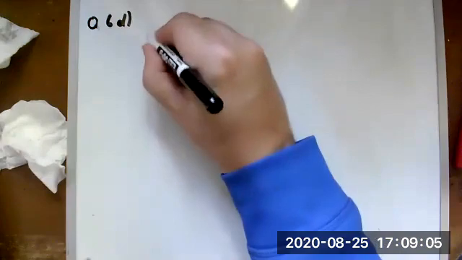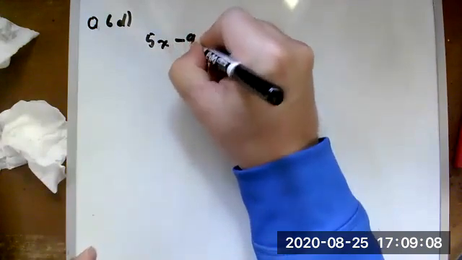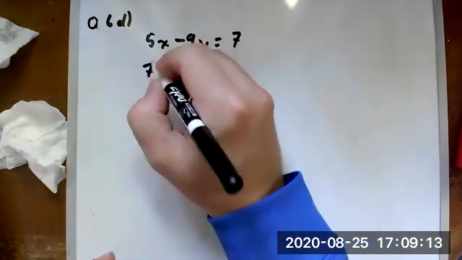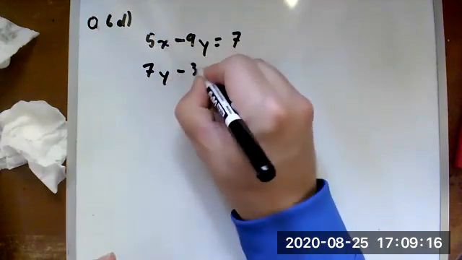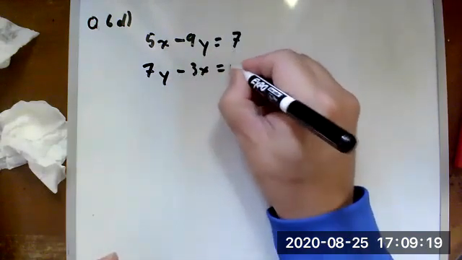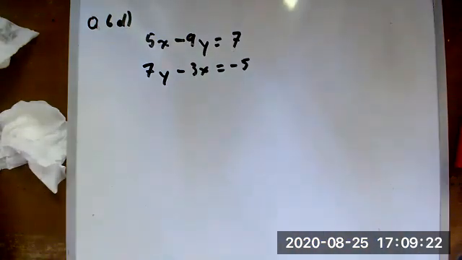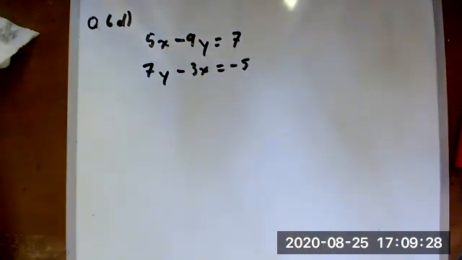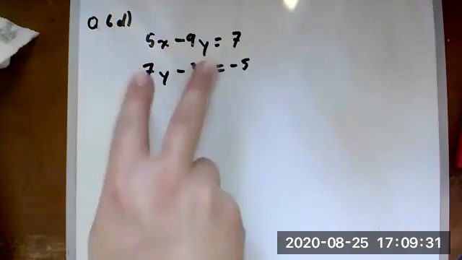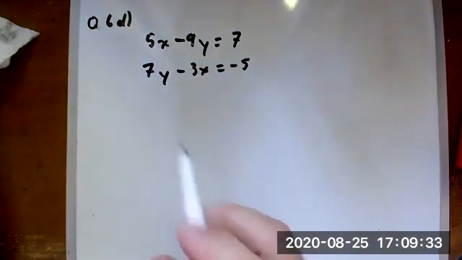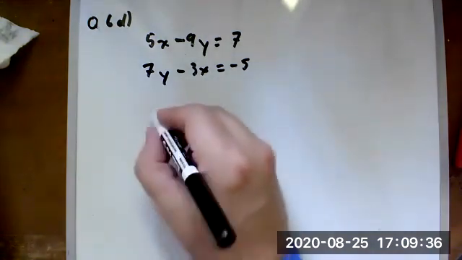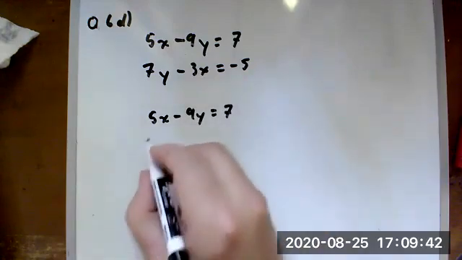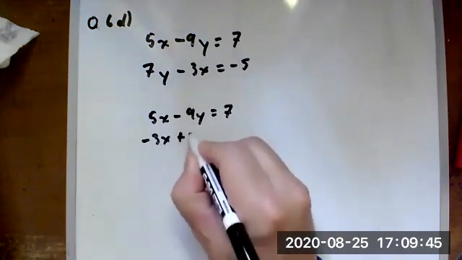So question 6D says 5x minus 9y equals 7, and 7y minus 3x equals negative 5. Now, the first thing we have to be careful about when we look at this question is to note that our variables are not presently lined up. So I'm going to rewrite this equation, and I'm going to flip the positions of x's and y's. My first equation remains the same. My second equation switches spots for a second.